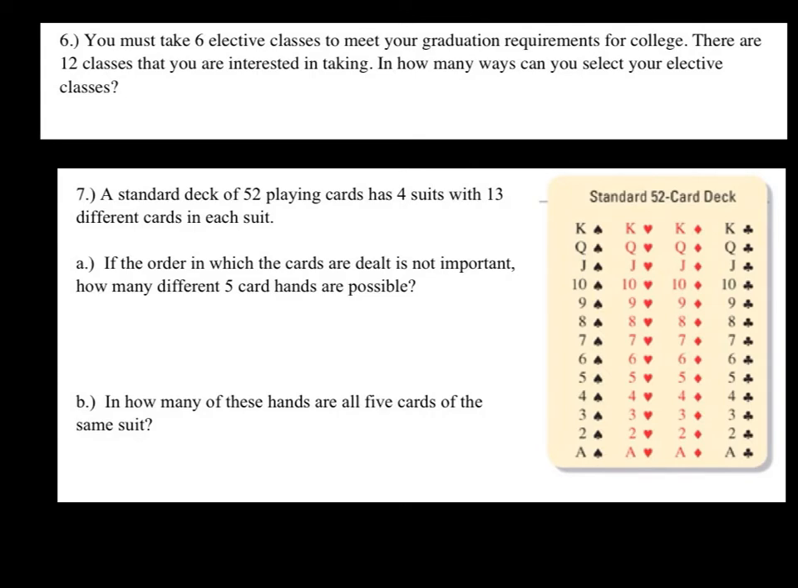Number 6 says you must take 6 elective classes to meet your graduation requirement for college. So there are 12 classes that you are interested in taking. So how many ways can you select your elective classes? So we have 12 to choose from. We need 6 of them. 12 choose 6 gives us 924 ways to pick our possible electives.